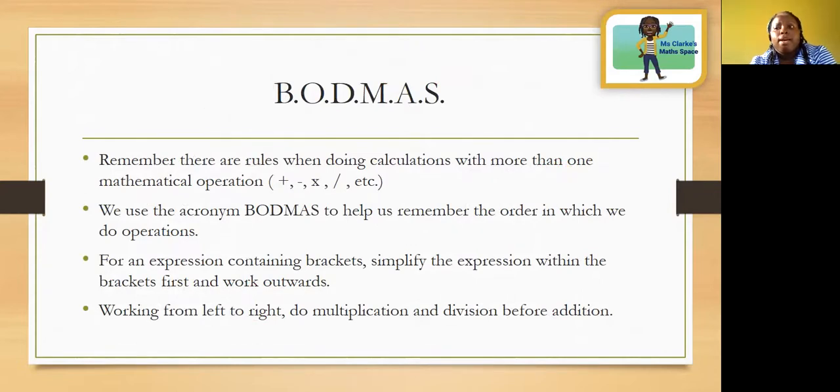So sometimes you would have more than one operation happening in an expression that we need to solve or find the value of. And remember that BODMAS, brackets, of, division, multiplication, addition, subtraction, tells us the order in which we do the operations. So you always deal with brackets first. You simplify and work out whatever is in the brackets, then you work outward. Working from left to right, you'd always do multiplication and division before you do addition and subtraction. So these are the rules here to help you.